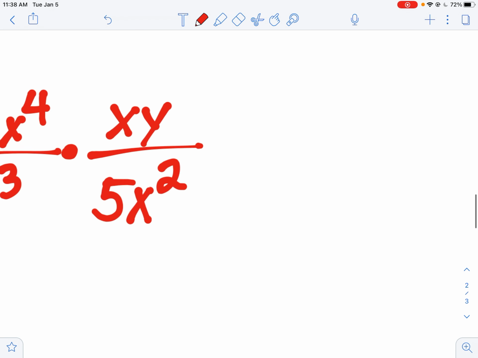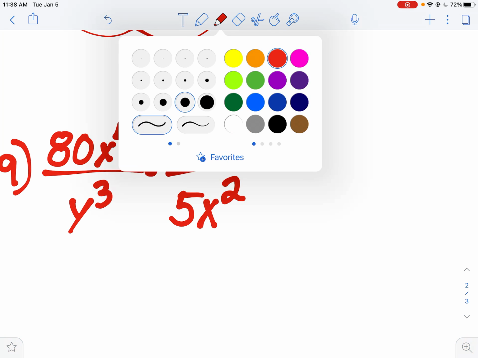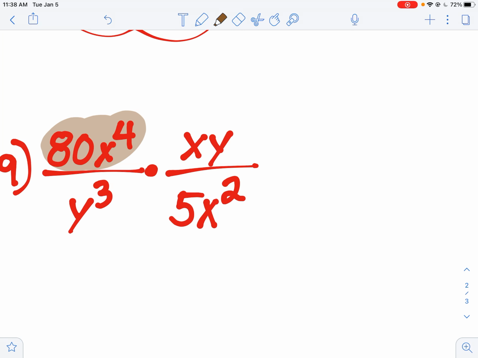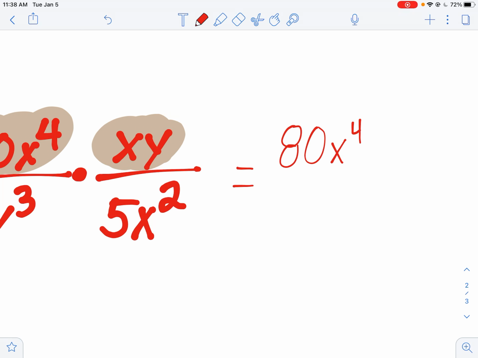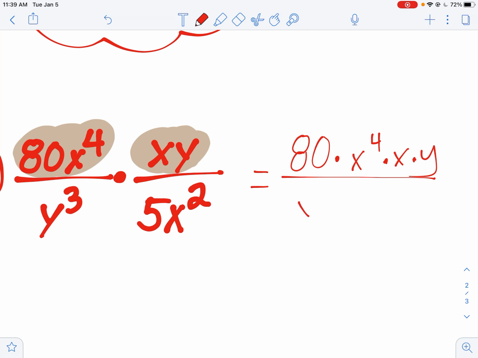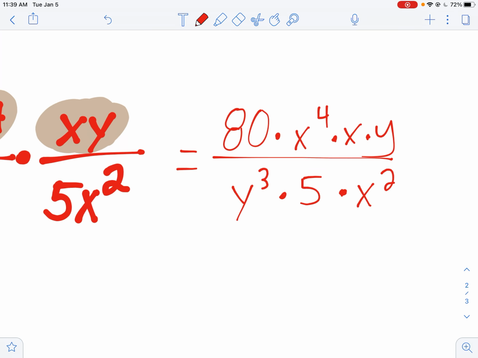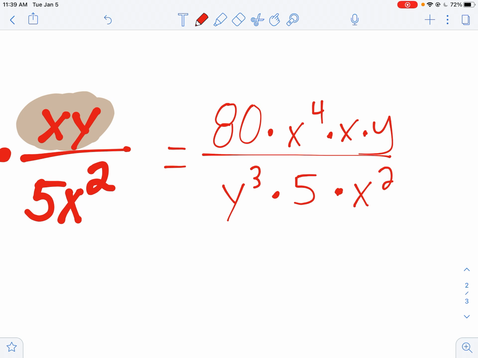First one, some people like just going straight across and multiplying. So, just like fractions, just multiply straight across. 80x to the fourth times xy. So then you can rewrite it as, some people like doing it like this. I like this method too. Just rearrange it because the commutative property of multiplication says you can really multiply things in any order you want. So times x to the fourth times x times y. And then down below we've got y to the third times 5 times x squared. Some people just like multiplying it straight out and then dealing with the simplifying at the end. So we'll try that first.